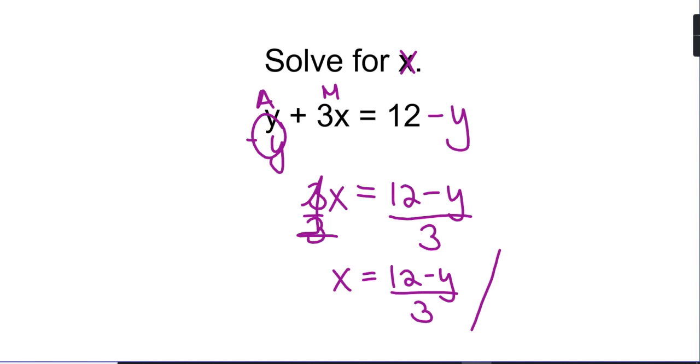Or I can think about dividing each term. So I can think about dividing 12 by 3 and dividing y by 3. Then I'll be able to simplify a little bit because 12 divided by 3 is 4, and y divided by 3 will just stay like that. So either of those would be correct solutions.